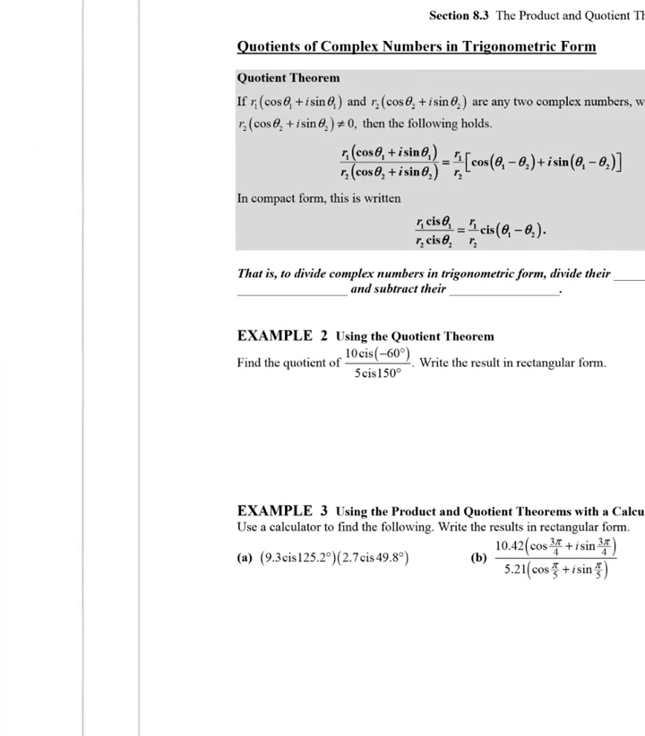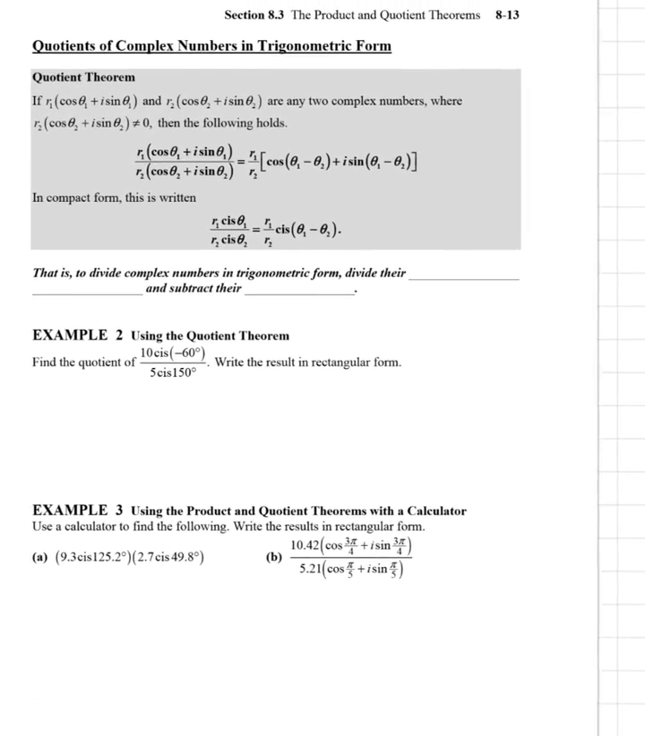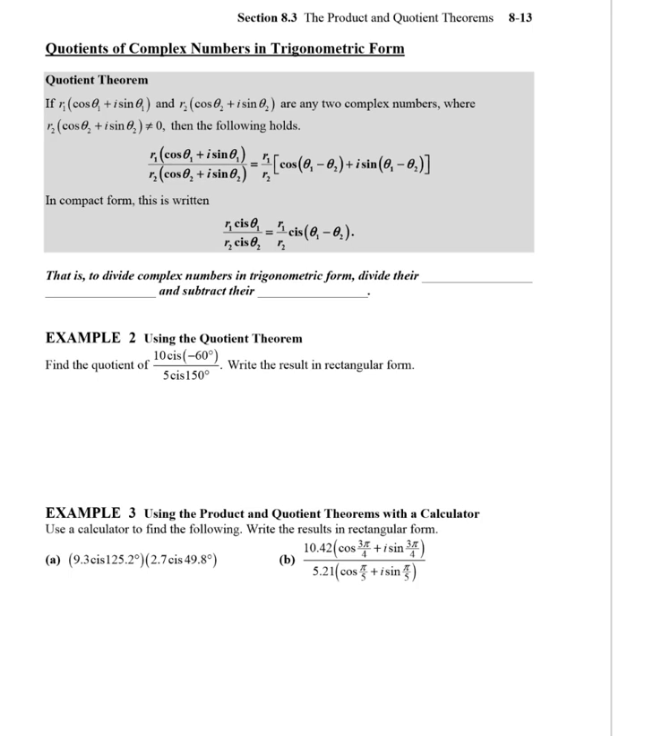If we go to the next page, 8-13, for the quotients of complex numbers, you can probably guess what we're going to do. If we're dividing two complex numbers, then you would divide their absolute values and you would subtract their arguments. And this is the compact form. That is, to divide complex numbers in trig form, divide their absolute values and subtract their arguments.